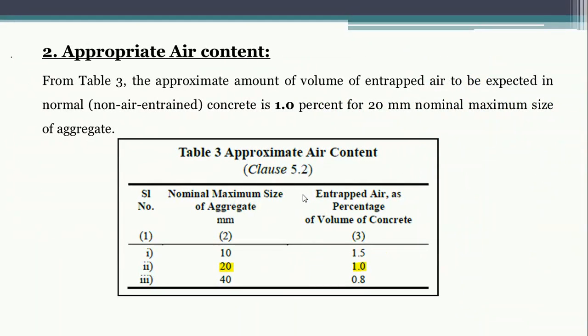Next, appropriate air content. In the previous problem they had given the air content, so we assumed whatever data was given. In this case they have not given any data regarding the air content. So based on the maximum size of the aggregate, 20 mm, the air content percentage is 1. So the volume of air content is equal to 1%, that is 0.01 m cube.